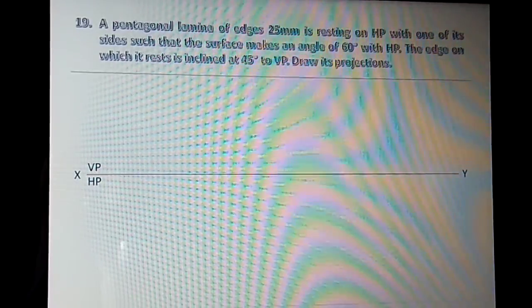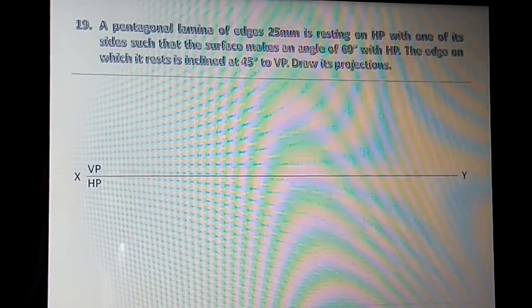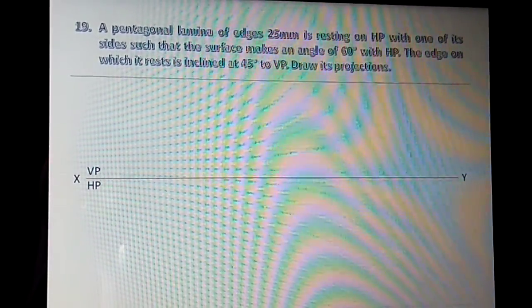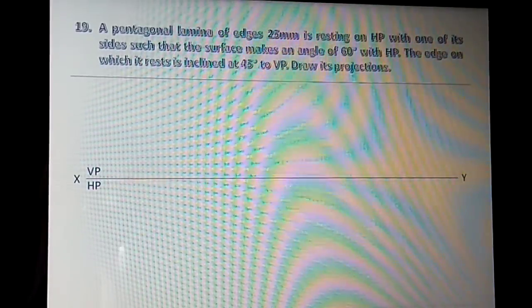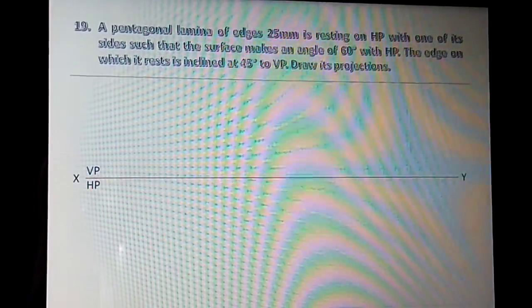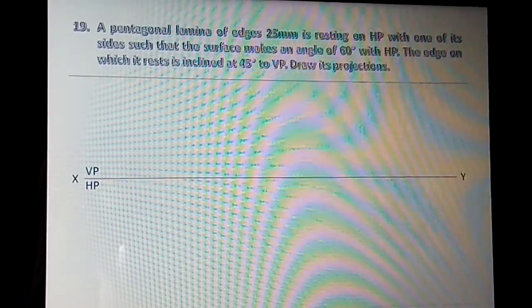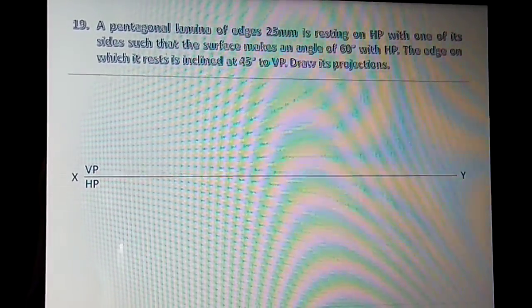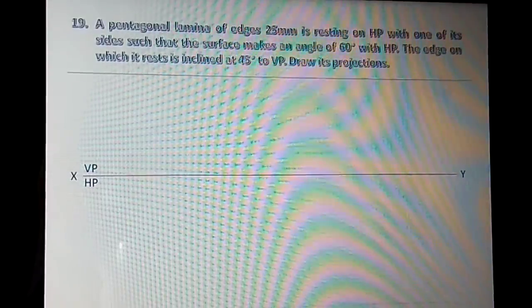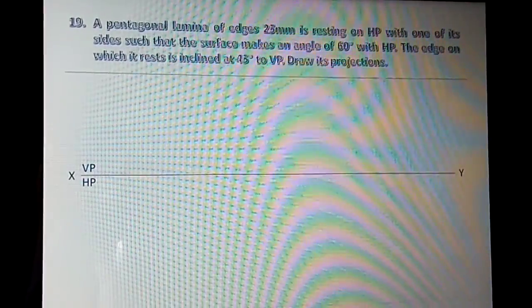Today I am going to explain the problems on planes. Already in the previous lectures I explained about equilateral triangular lamina, set square and rectangular lamina. Today I am going to explain about the plane pentagonal lamina.